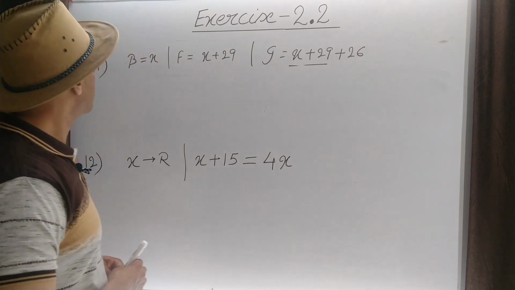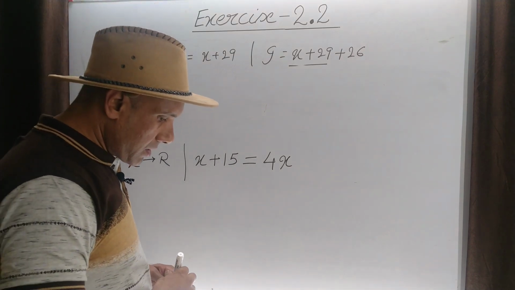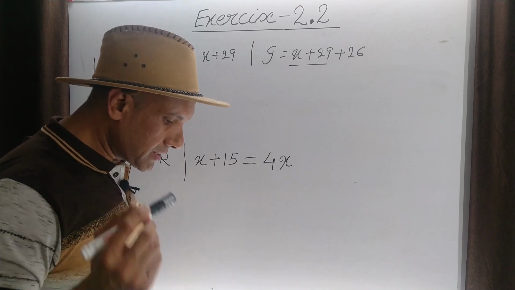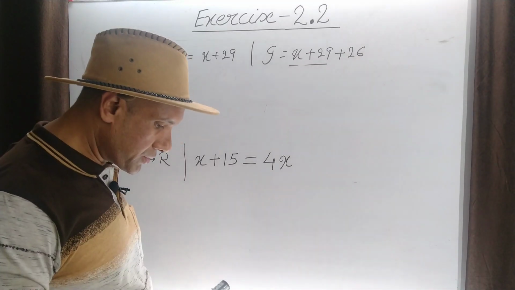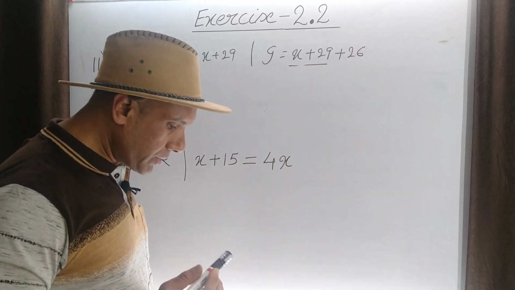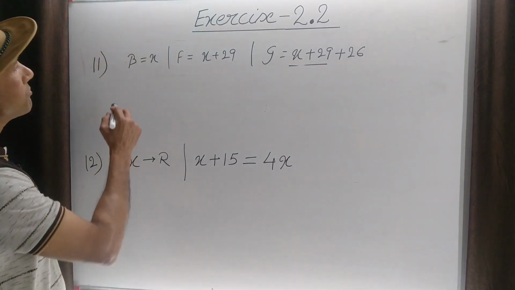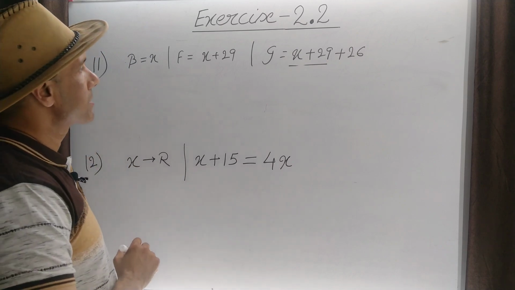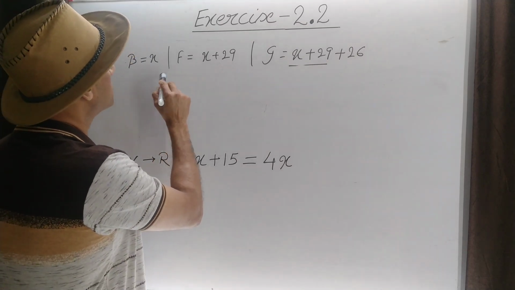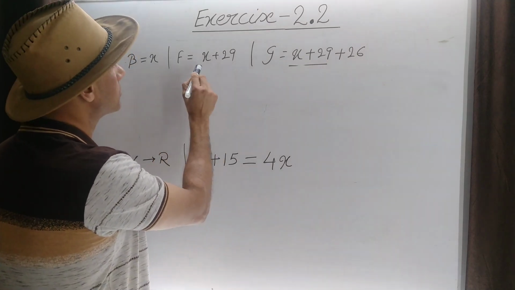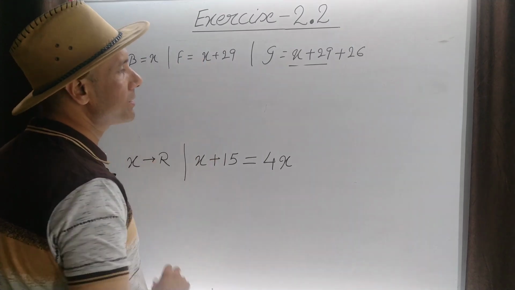Let's move on to the next question. Question number 11. Baichung's father is 26 years younger than Baichung's grandfather and 29 years older than Baichung. Okay, so let's assume Baichung's age is x years. So Baichung's father is 29 years older than Baichung. So his father's age will be x plus 29.